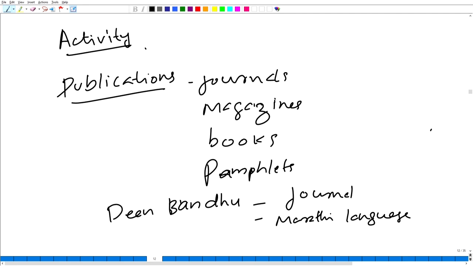Jyotirao Phule's activities include: 1. Through publications, he used to publish journals, magazines, books and pamphlets. Deen Bandhu was a journal started by Jyotirao Phule to propagate his ideas and views on Hindu society. This journal was published in Marathi language.